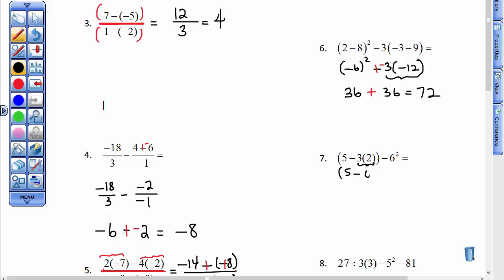So 3 times 2 is 6. Notice I'm just bringing everything down. 5 take away 6 is a -1. I'm done with what's in the parentheses there now.